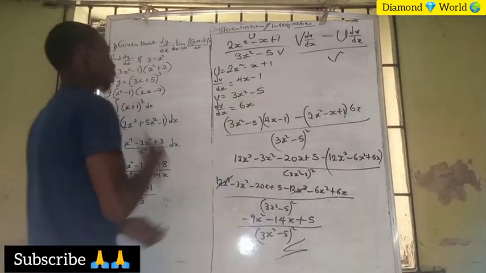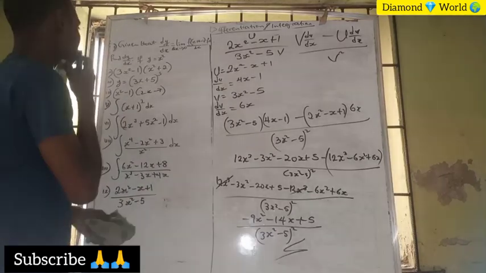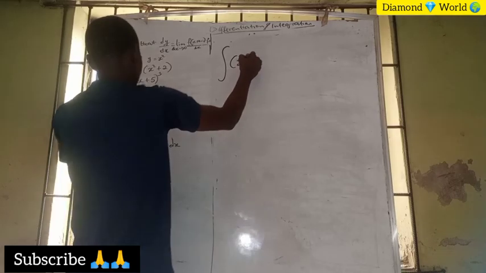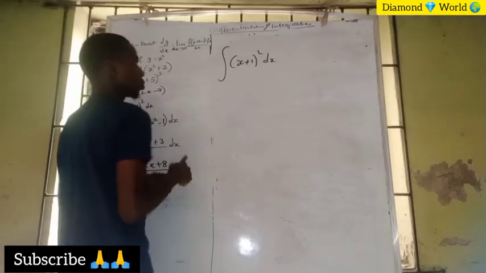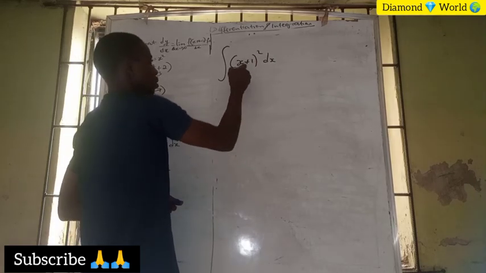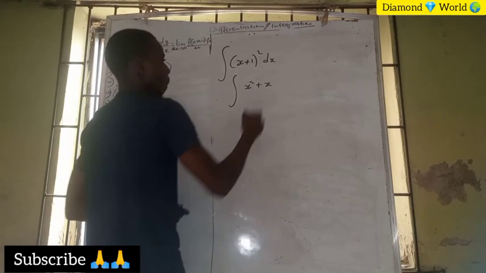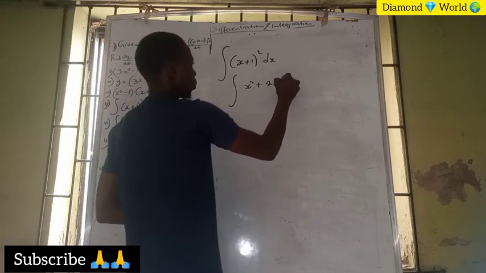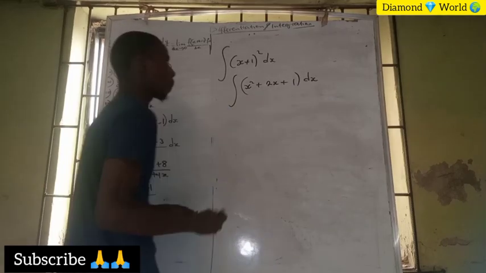Now we'll be looking at integration questions. So I'll be showing you how to solve up to like 4 integration questions. Integral x into bracket x plus 1 raised to the power 2 dx. Now you can decide to do this in a different way, but let me show you one of the ways that is the easiest way. We'll just expand this. You have integral x squared plus 2x plus 1 dx.